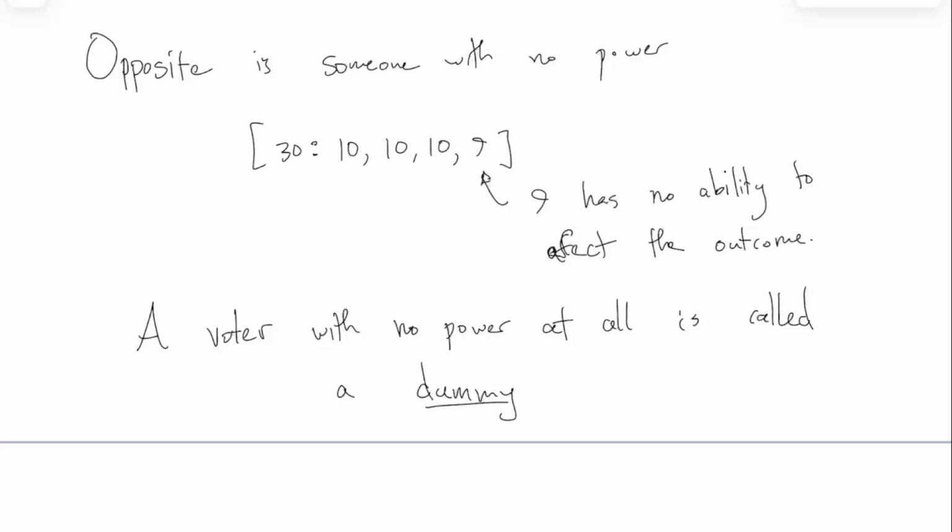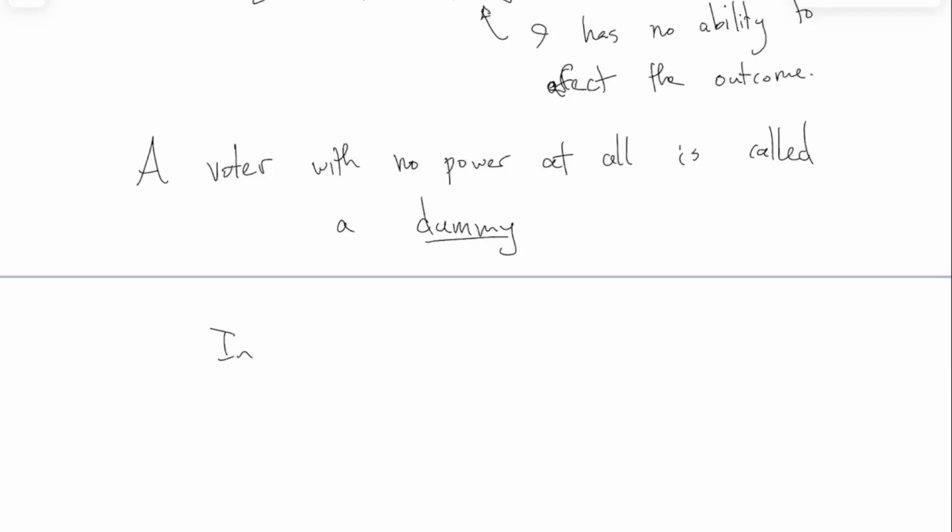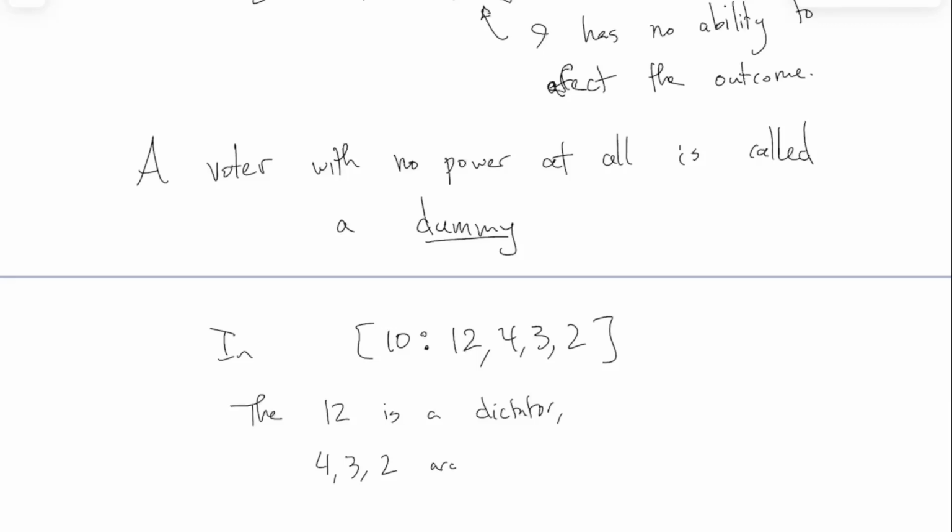And of course, this 9 here is a dummy. These 10s are not dictators because they cannot reach the quota alone. But sometimes there are both dummies and dictators. In that example that I said a moment ago, 10, 12, what was it? 4, 3, 2. The 12 is a dictator here because 12 is more than 10, so the 12 can meet the quota all by themselves. The 12 is a dictator, and the 4, 3, 2 are all dummies.